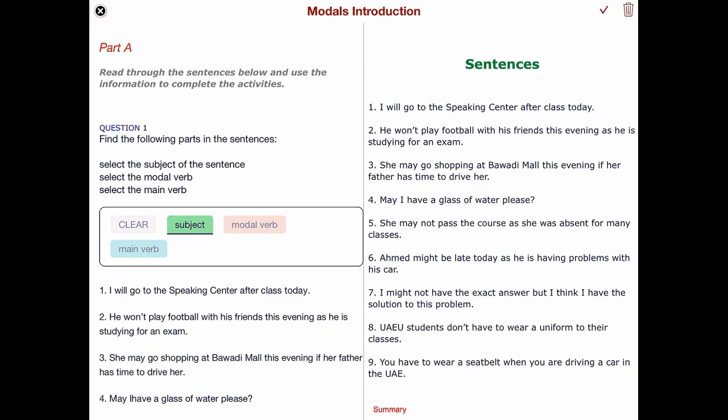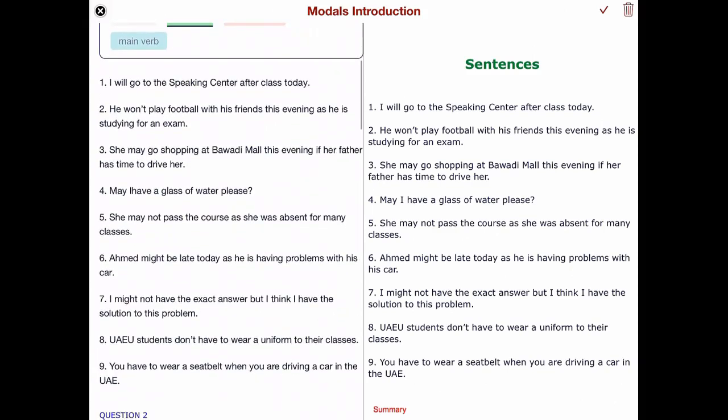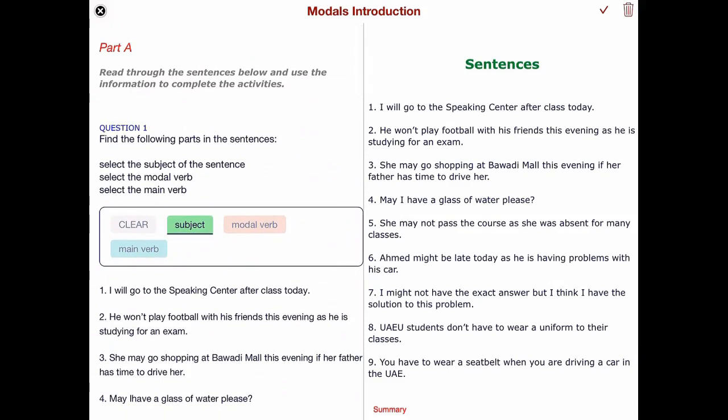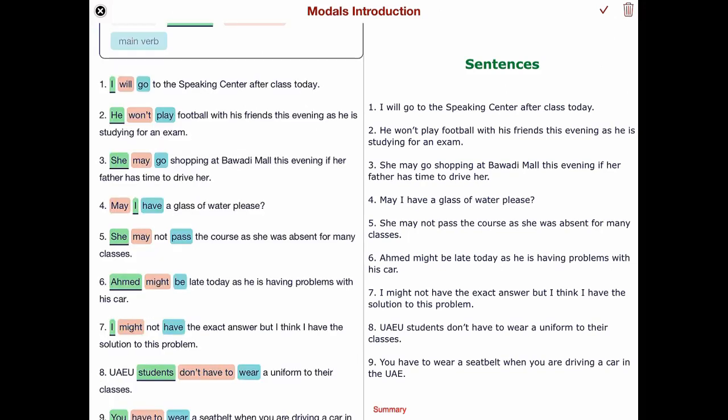We've got some sentences, both on the right-hand side and down on this side here. What we will need to do is follow the directions here and select the subject, the modal verb, and the main verb. Let's go ahead and do that. Okay. What you have should look like this. Now, they're all very similar. That's one of the beauties of modals.